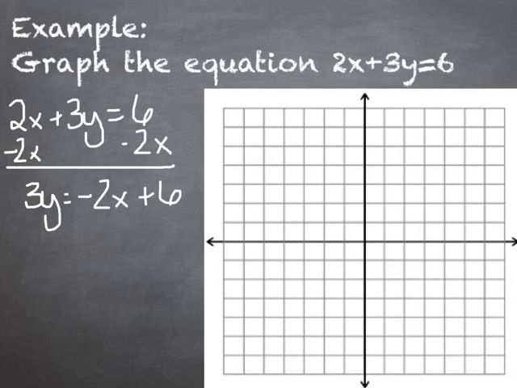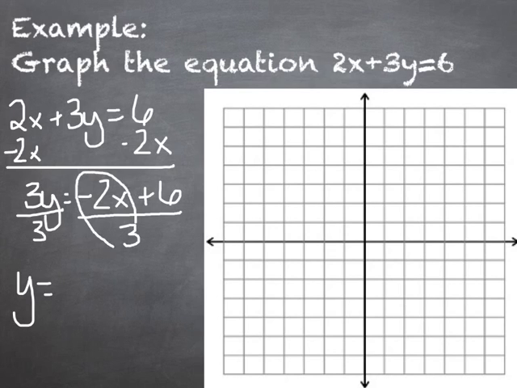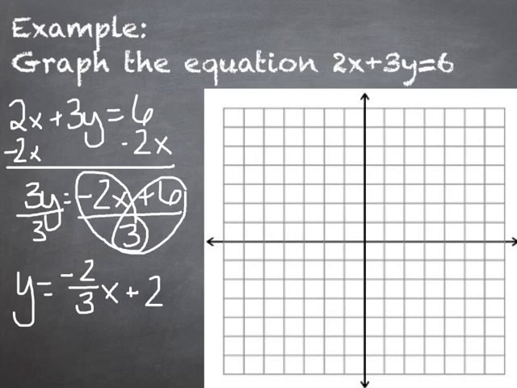Then if I want to get y by itself, I need to divide by 3. And when you do that, you will divide everything on the right side by 3. And we get y equals, first we'll do this division, negative 2 over 3x. Then we'll do this division, 6 divided by 3 is 2. Now we have this set up. Our slope equals negative 2/3, and our y-intercept equals 2. We'll go through and graph that.